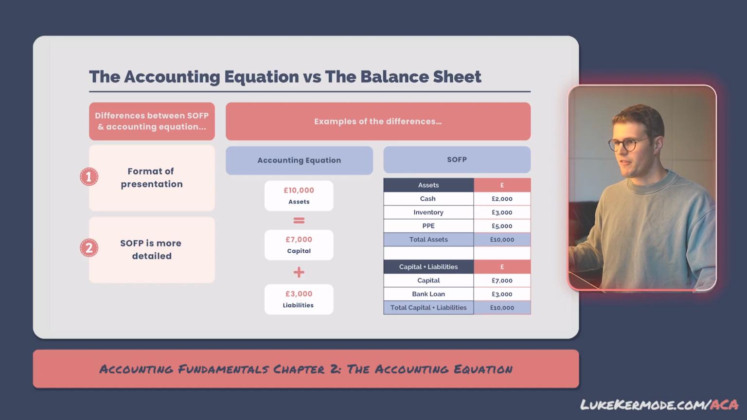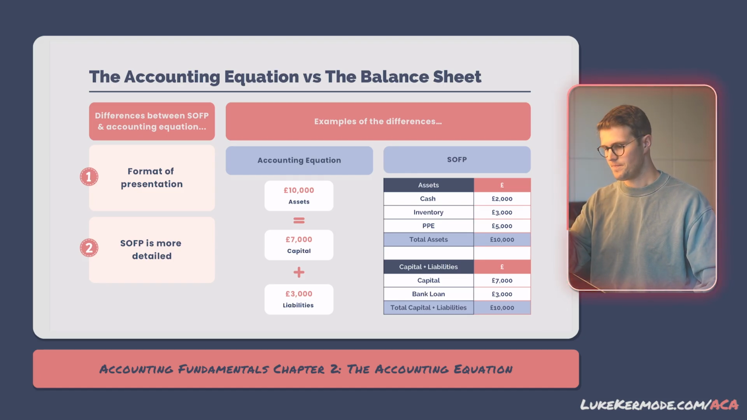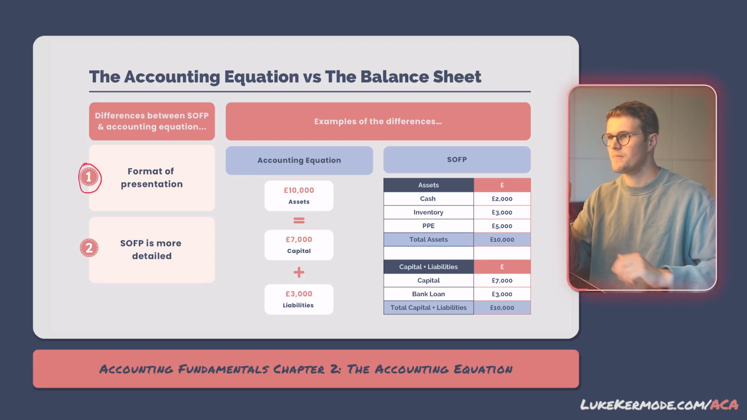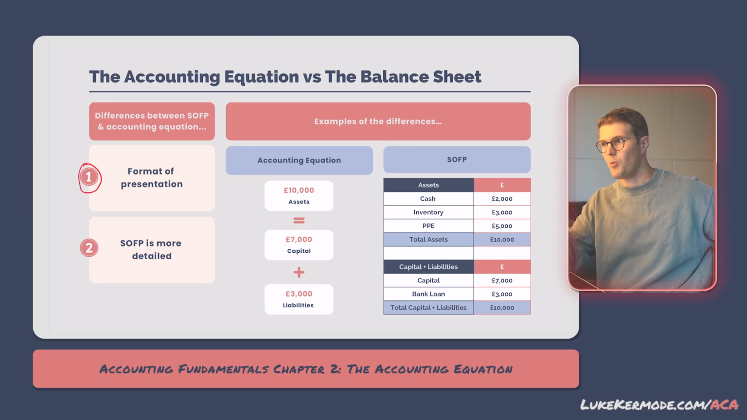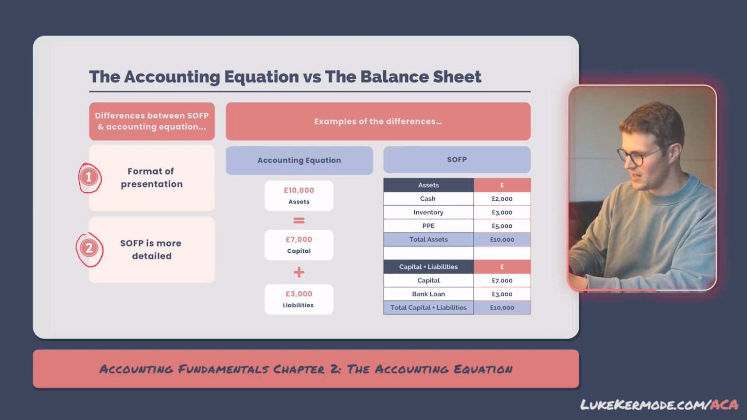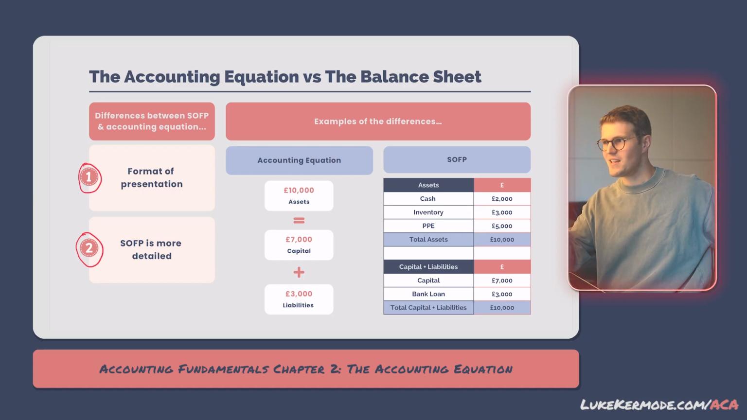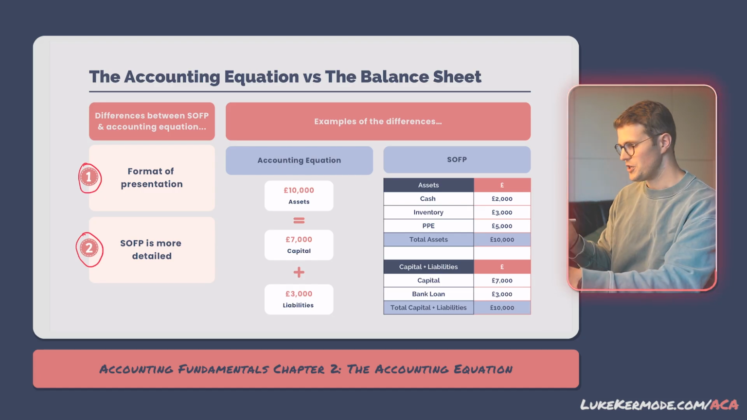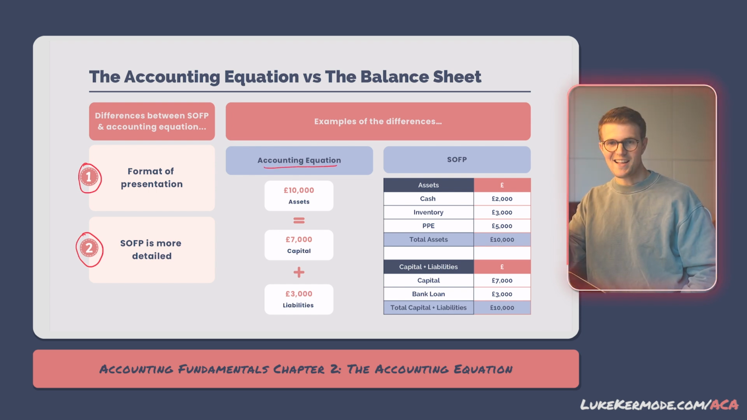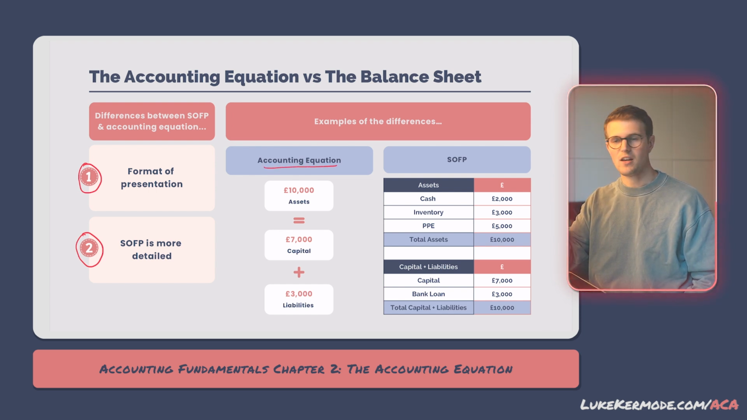So, although the statement of financial position is rooted in the accounting equation, there are two main differences. First, how the figures are presented in terms of format. Second, the balance sheet includes a lot more detail than the accounting equation. It includes things like itemized breakdowns of assets, liabilities, capital, etc. The accounting equation is simple. It shows assets, and it shows capital and liabilities.